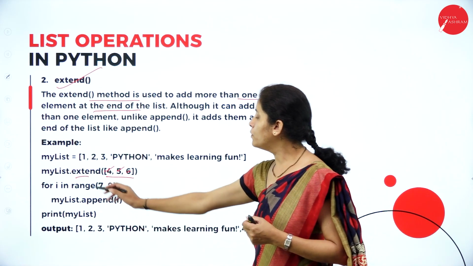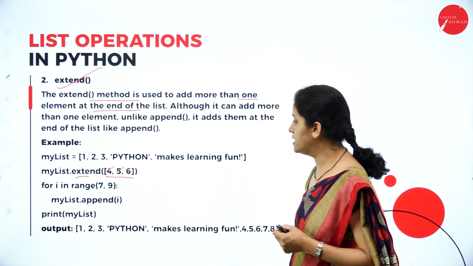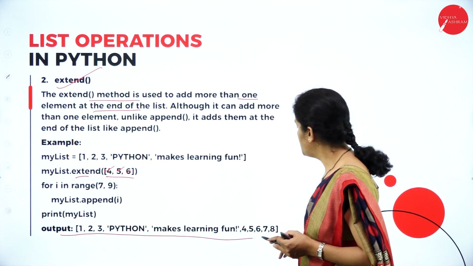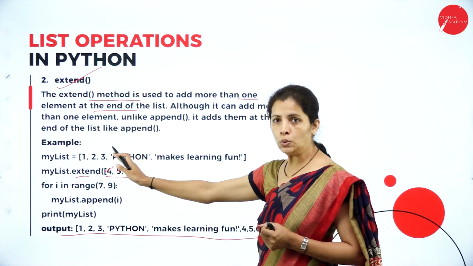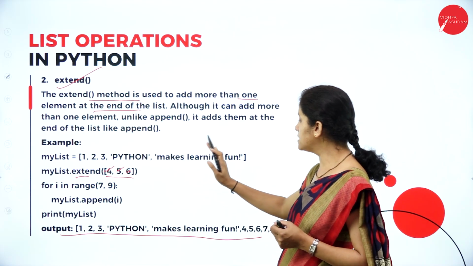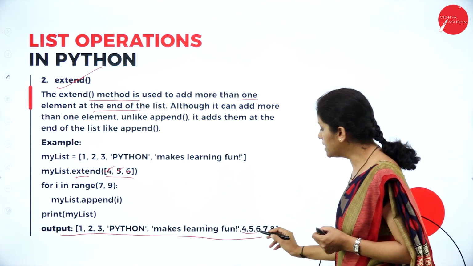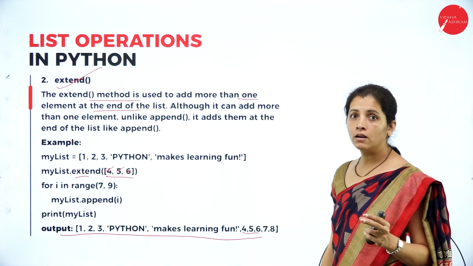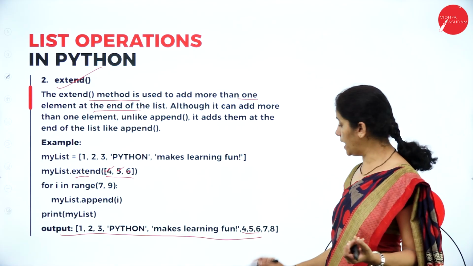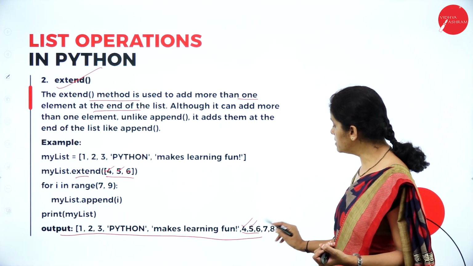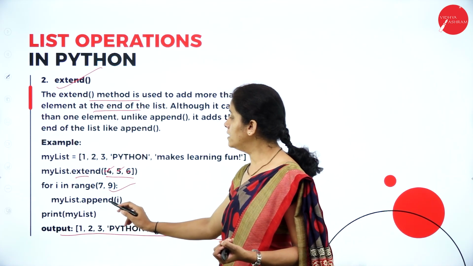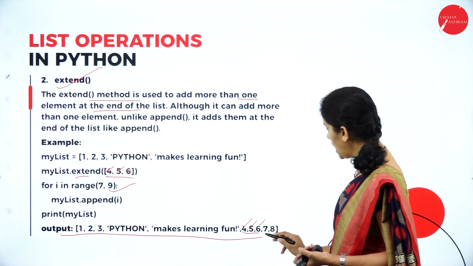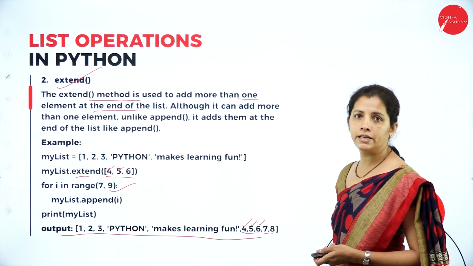And I'm going to have the range function. See here, this is my output. So I have the list 1, 2, 3, Python makes learning fun. Along with that, I'm going to add multiple elements at the end, that is 4, 5, 6. Then I'm going to append 7 and 8. So the output is 7 and 8.